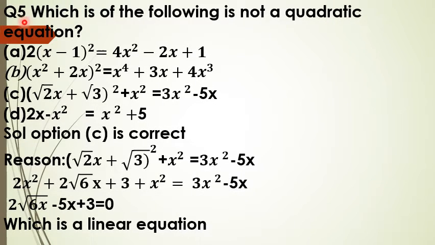Let us come to question number 5. Which of the following is not a quadratic equation? Here we have to find which option is correct, meaning which equation is not quadratic. When we solve each equation one by one, we will get our answer. On solving equation C, we can see that it shows a linear equation. It means that equation C is not quadratic. That's why option C is correct.